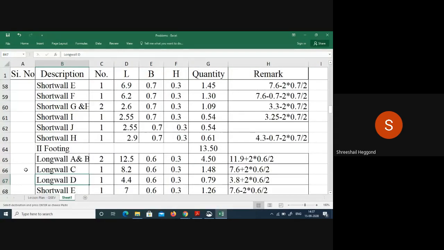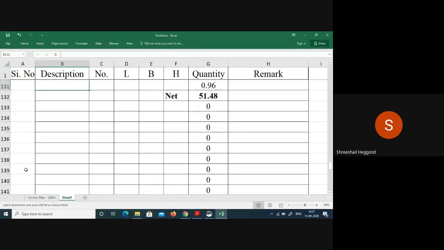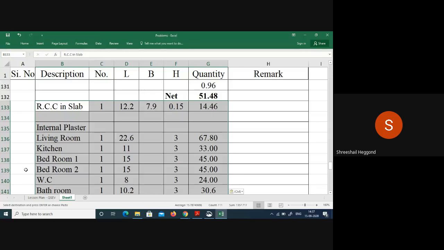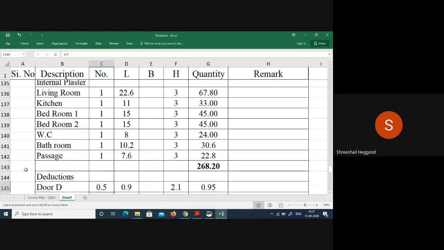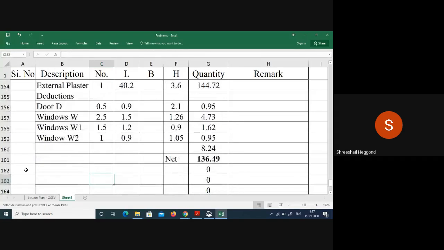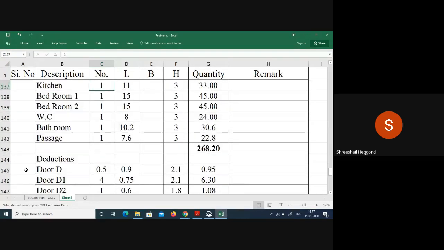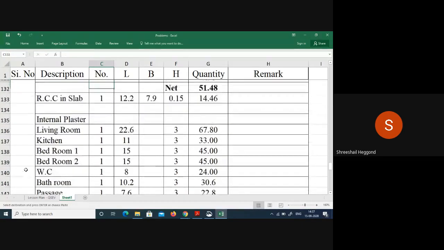You need to rewrite. Don't do copy paste as I am doing. Okay. So there will be no change by long wall short wall method as well as central line method while calculating the plaster and RCC slab and paints. It will be same only.